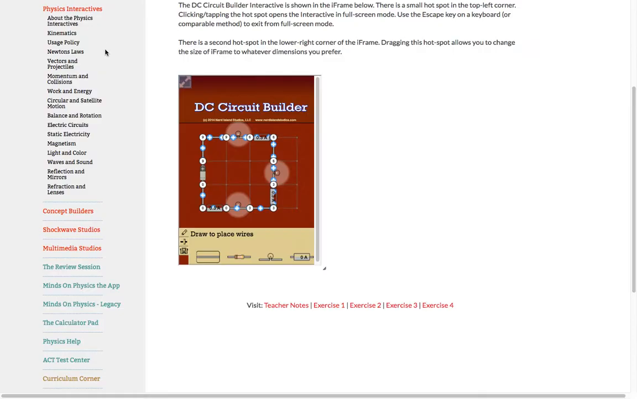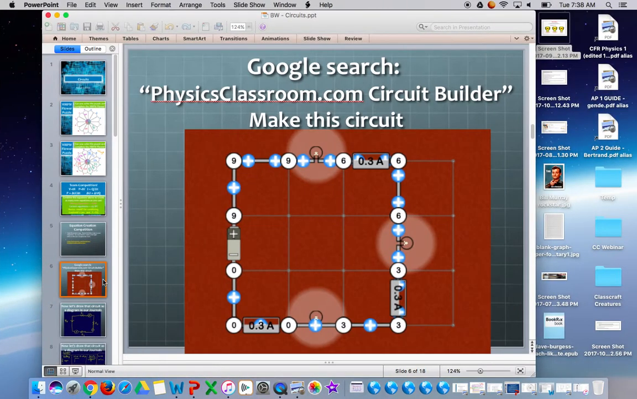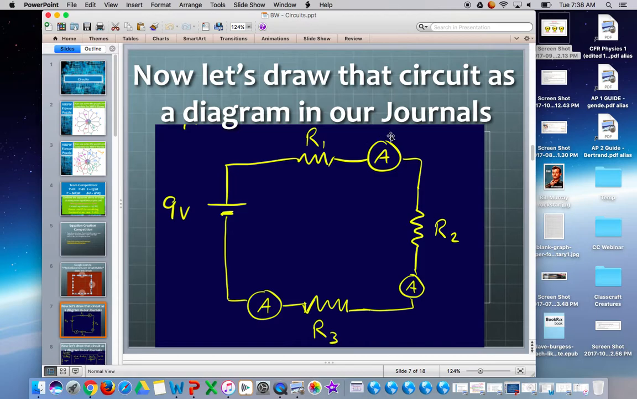Okay, well that was fun. Well, let's go back to see where we are. So now we've made this circuit. Now we got to learn how to draw it. We got to draw it in our journals.